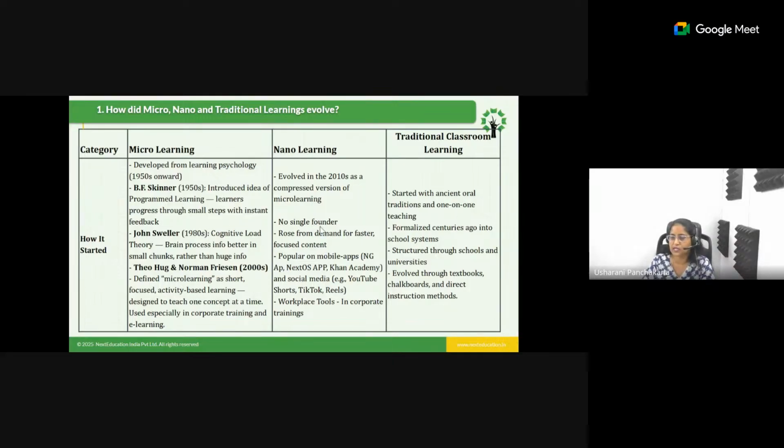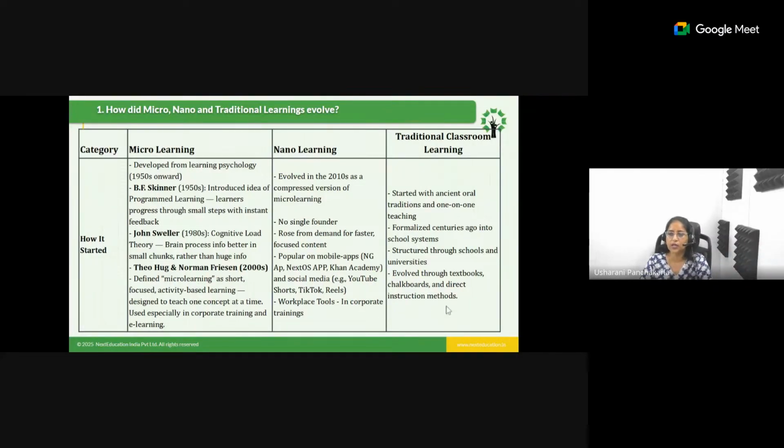So it has evolved from micro learning, and it is popular on mobile apps, like our NG app, it can be our Next OS app, Khan Academy app, or even social media like YouTube Shorts, TikTok, Facebook Reels, etc. Coming to the workplace tools, it is mainly used in corporate trainings as small chunks of information. If there is any update happening in any technology, instead of giving 8 or 10 pages of content, people are trying to incorporate it in short videos. So this is what nano learning is about.